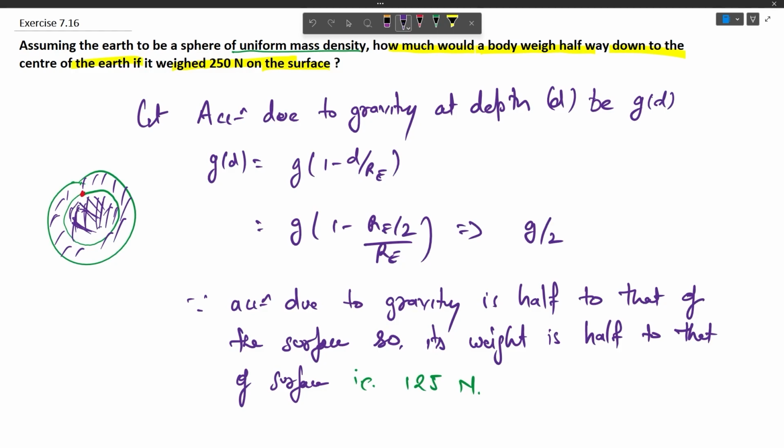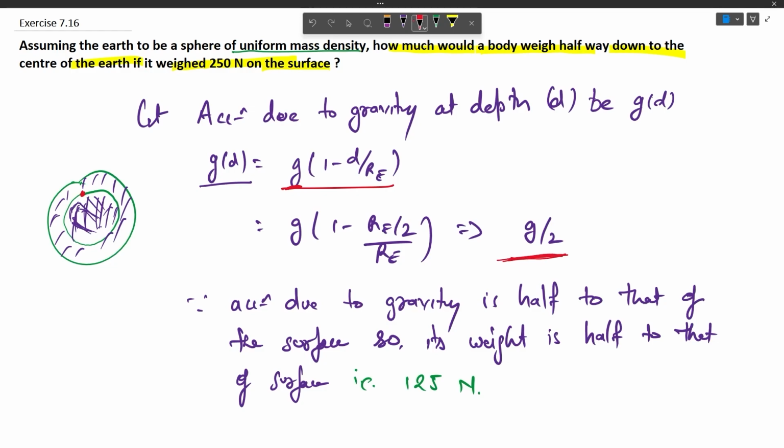So upon calculation, we can simplify this using the acceleration due to gravity. That is, acceleration due to gravity at depth d will be equal to g, that is the acceleration due to gravity at the surface of earth, times 1 minus d, that is the depth, divided by the radius of the earth. So we have been given here depth d equals the radius of the earth divided by 2, or half of the radius of earth. So upon using this relation, we will get that at half the radius, we will have gravitational acceleration g by 2.